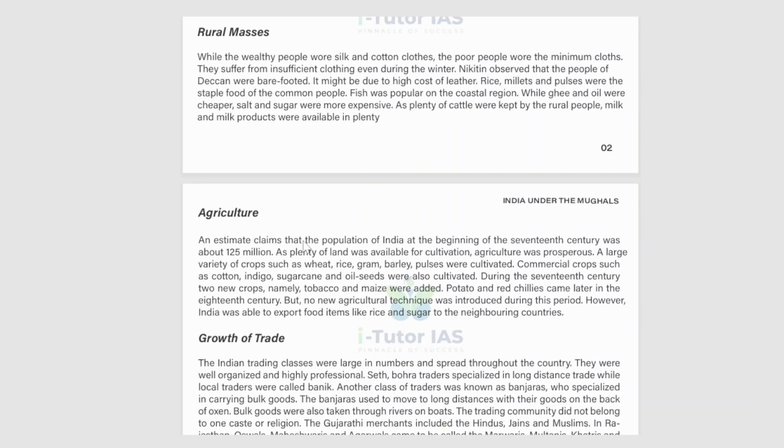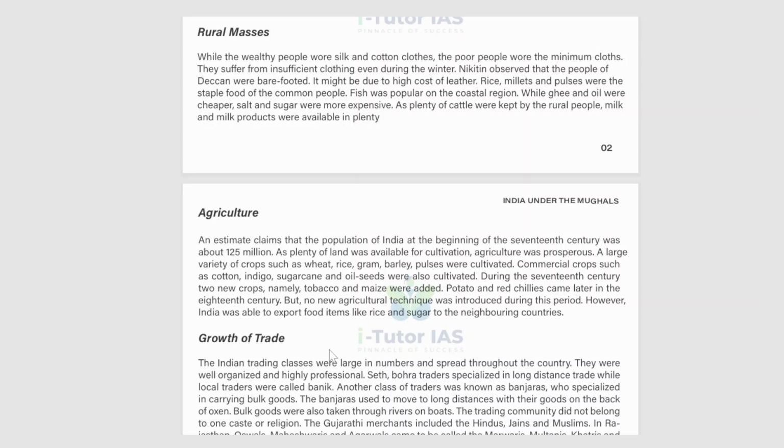Now the rural masses. While wealthy people wore silk and cotton clothes, the poor wore minimum clothes and suffered from insufficient clothing even during winter. Nikitin observed that the people of the Deccan were barefooted, which might be due to the high cost of leather. Rice, millet, and pulses were the staple food of the common people. Fish was popular in the coastal regions, while ghee and oil were cheaper. Salt and sugar were more expensive. As plenty of cattle were kept by the rural people, milk and milk products were available in plenty. That's about the rural masses.